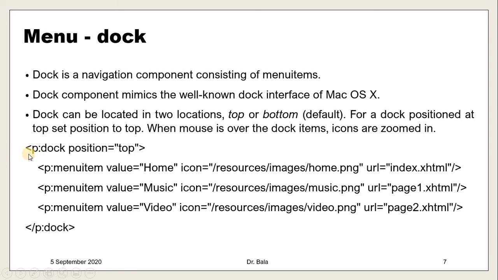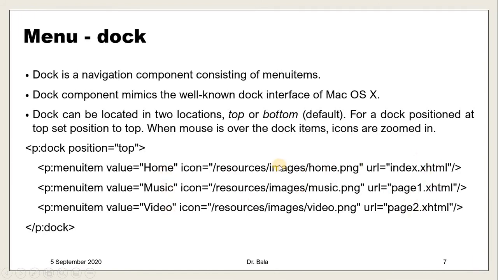The tag we have is the p:dock tag, and you choose where you want to place it, whether at the top or at the bottom. So two positions are there. As with the previous menu item, we say the value, here again we place a URL, and if you want any icon you can place it. Otherwise only text appears in the dock. Especially if you place an image for the dock item, that will be more appropriate and will enhance our design. I placed 3 menu items here, home, music, video, something, and I try to connect 3 pages.